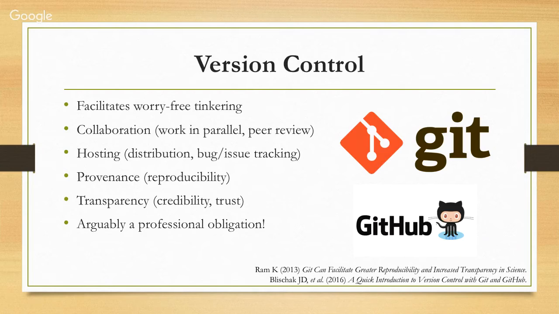So I have a couple of links down here. They might be too small for you to see, but Kartik Ram 2013 paper on Git and how it can be used in science, and then Blissjack 2016, a quick introduction to version control. These are two papers that are very good for those that want to start using version control for science.